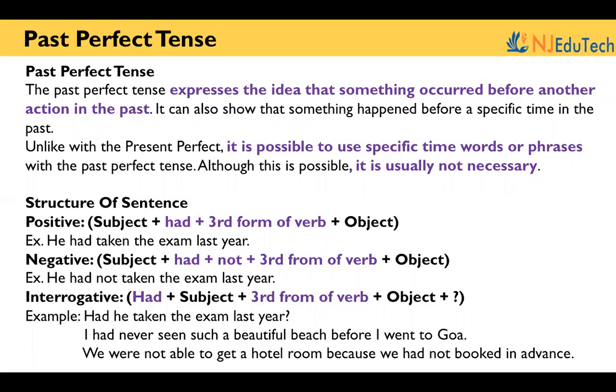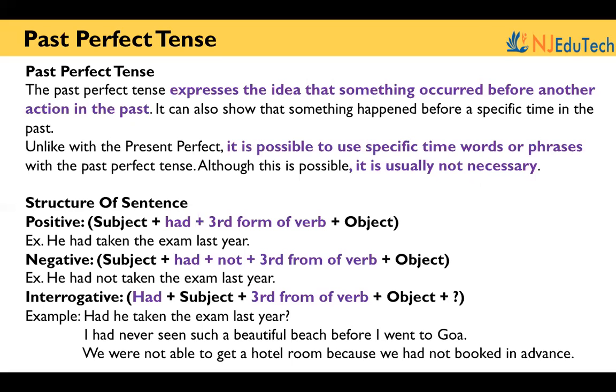Now let's see how the sentences look in a past perfect tense. If the sentence expresses a positive tone, it has a subject followed by had, then the third form of verb, then the object. For example, he had taken the exam last year. So the sentence says that the exam has been taken last year, which has already happened.